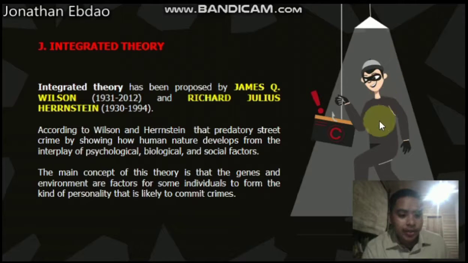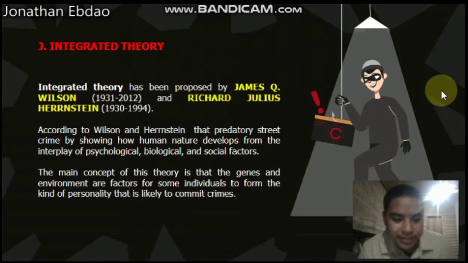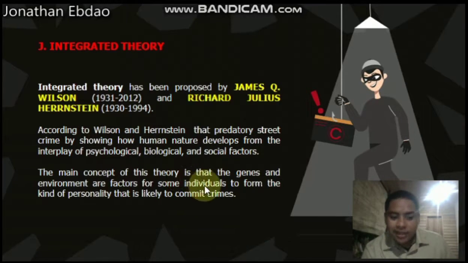This one is integrated theory. Integrated theory has been proposed by James Q. Wilson and Richard Julius Herrnstein. According to Wilson and Herrnstein, predatory street crime shows how human nature develops through an interplay of psychological, biological, and social factors. The main concept of this theory is that genes and environment are factors for some individuals to form the kind of personality that is likely to commit crimes. Moreover, factors that could push individuals to commit crimes are intelligence quotient or IQ, body build, genetic makeup, impulsiveness, ability to delay gratification, aggressiveness, and even having mothers who drink and smoke while pregnant.